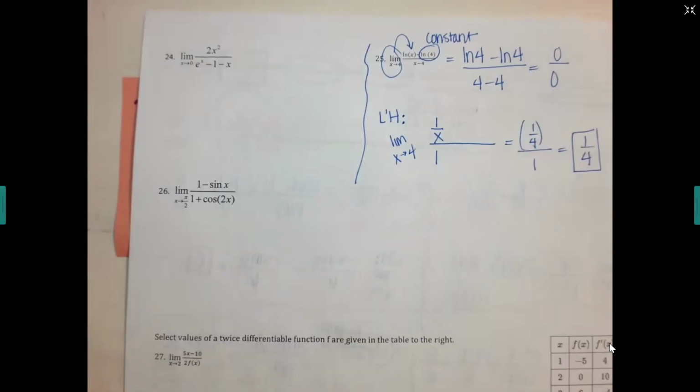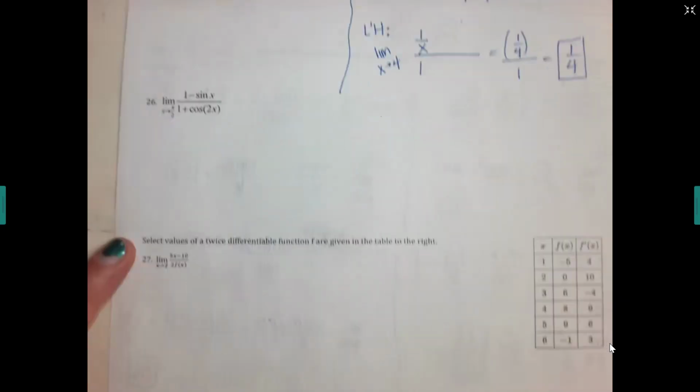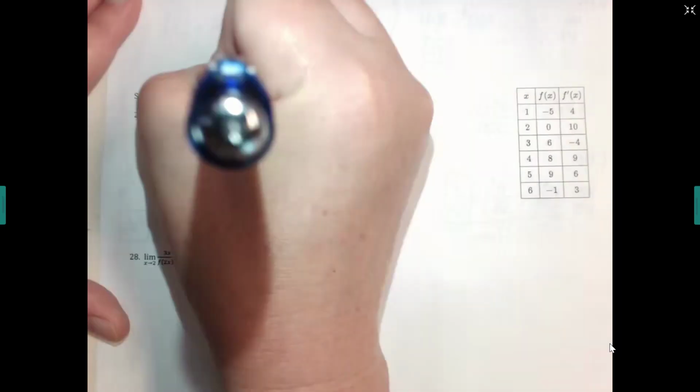Get the idea? All right, let's go down to the tables. So go down to number 27. You have a lot of questions like this on your homework. So let's do 27 first. Okay, you have a limit. X is approaching 2. So we're going to take that 2 and we're going to plug it in. So I'm going to have 5 times 2 minus 10 over 2f of 2.